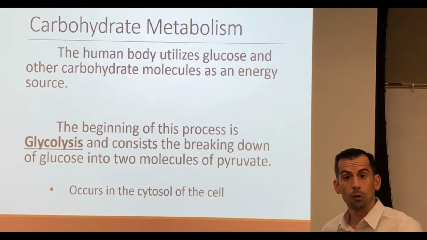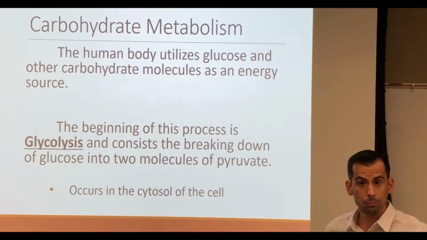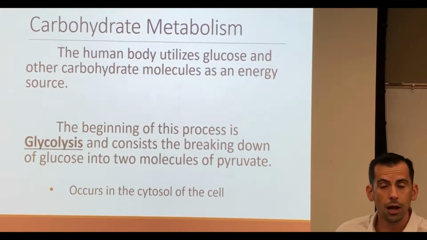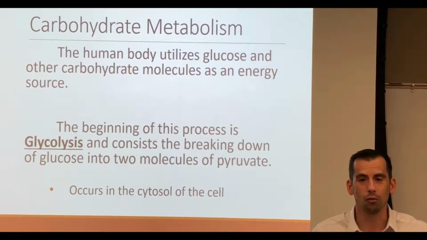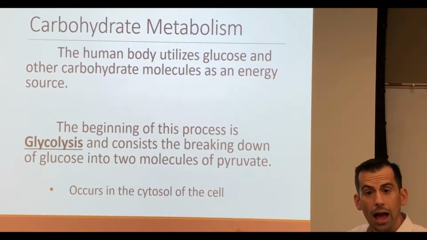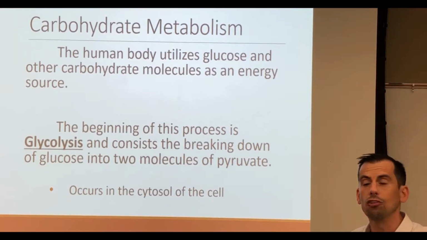Most of these biochemical pathways for ATP production will take place in the mitochondria. Hence that tagline that you always see with the mitochondria as being the powerhouse of the cell. Most of our ATP will be produced inside the mitochondria. Glycolysis, however, takes place outside of the mitochondria in the cytosol.